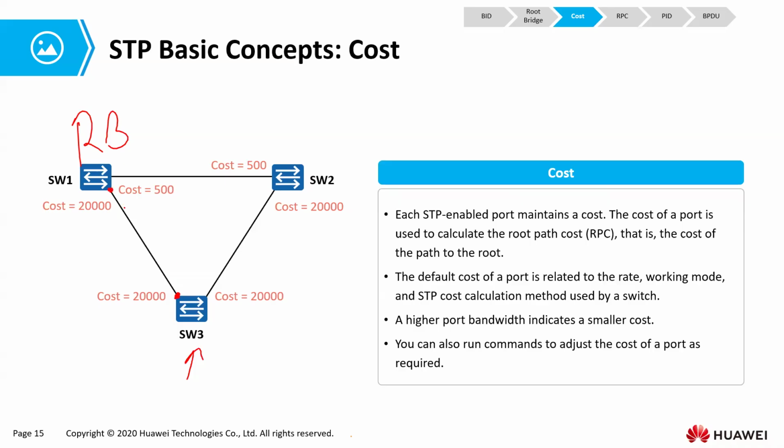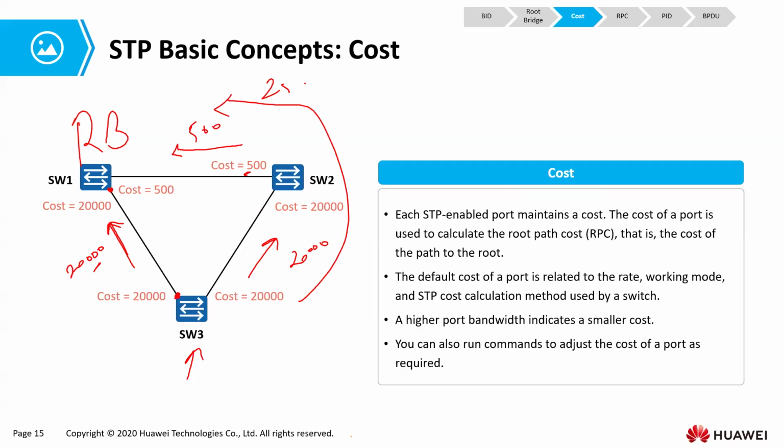Port cost is 20,000. Basically, for me to get to this switch, it costs me 20,000. For me to get to the root bridge via this direction, it costs me 20,000. For me to get to the root bridge via this other direction, it costs me 20,000 here, then another 500 because of this cost. So that is 25,000. That's the root path cost.